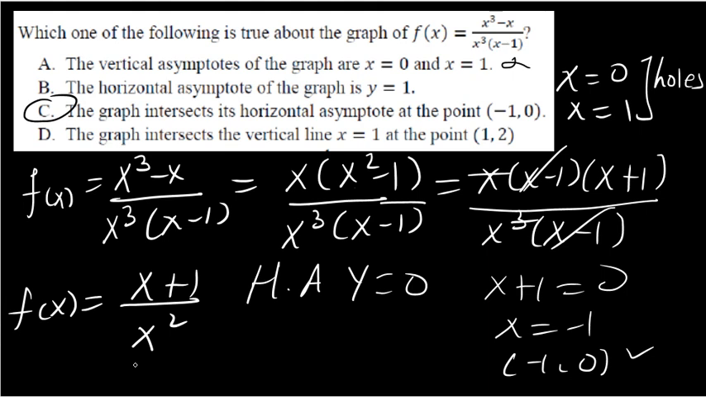Okay, the next one, D, it says the graph intersects the vertical asymptote. No, a vertical asymptote cannot be intersected. At this time it does not even have a vertical asymptote. Let's continue to the next question.